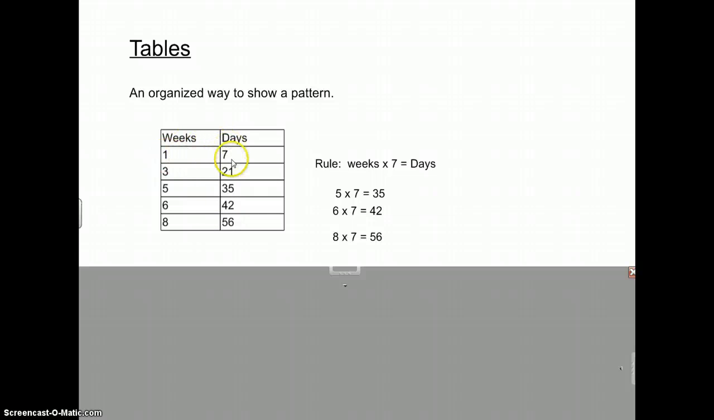1 times 7 is 7. 3 times 7 is 21. 5 times 7 is 35. And so on. What if I asked for you to find for me 10 weeks? Could you solve that? Even though that's not in a pattern? Sure you could. 10 times 7. Okay, so my 70 would go right here.